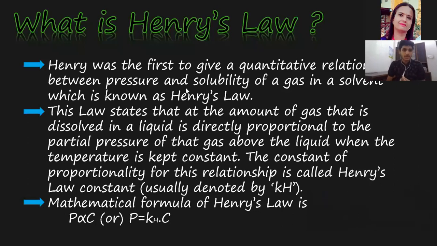Mathematically, the formula of Henry's law is P equals Kh dot C. P denotes the partial pressure of the gas in the atmosphere above the liquid, C denotes the concentration of the dissolved gas, and Kh is the Henry's law constant.